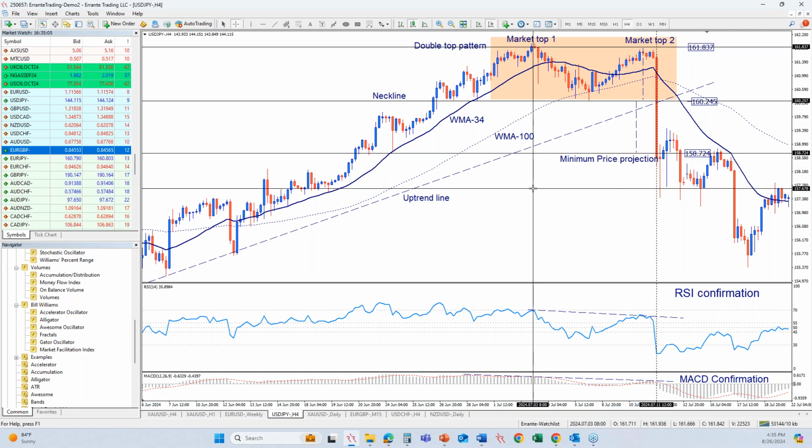The chart indicates that after the neckline break, the price continues to move downward toward the minimum price projection level, reaching or exceeding it. This movement confirms the effectiveness of using the double top pattern for setting profit targets.